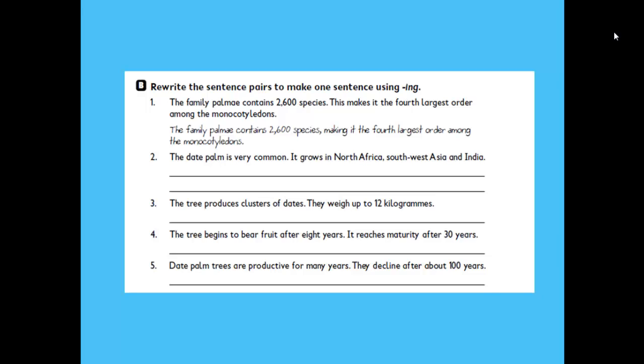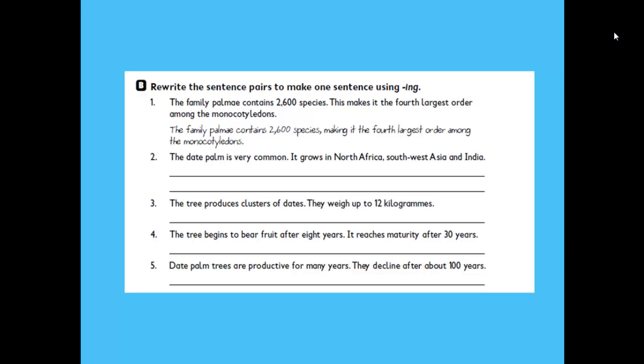We can merge the first and the second sentence by putting the ing form. The family Palmae contains 2,600 species, making it the 4th largest order among the monocotyledons. Number 2. The date palm is very common. It grows in North Africa, Southwest Asia, and India. We can say it as follows. The date palm is very common, growing in North Africa, Southwest Asia, and India.